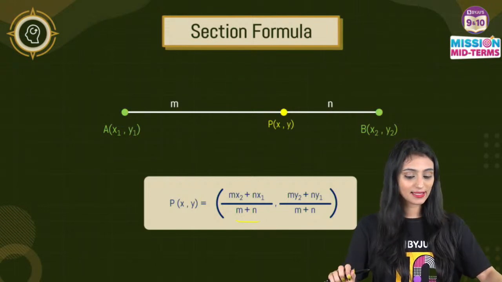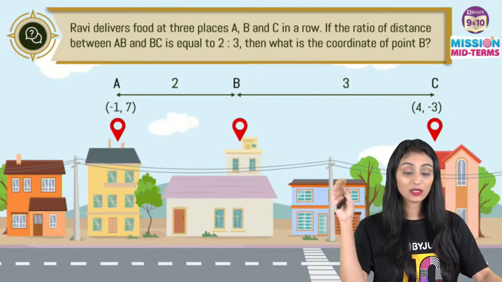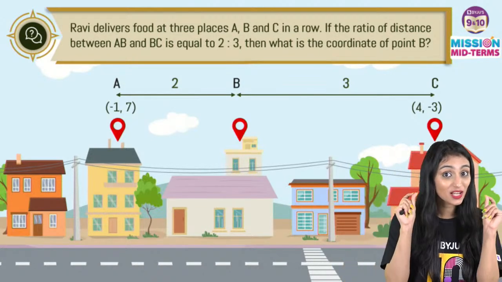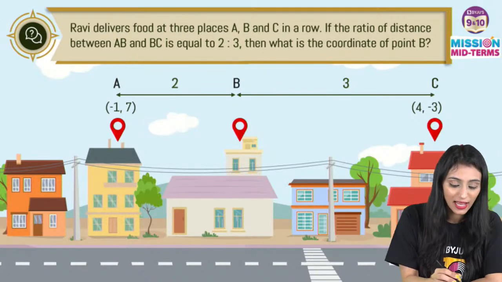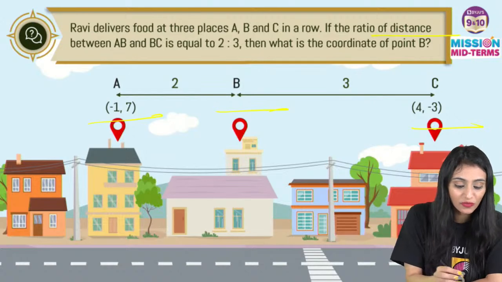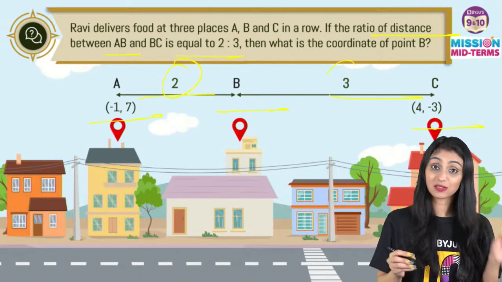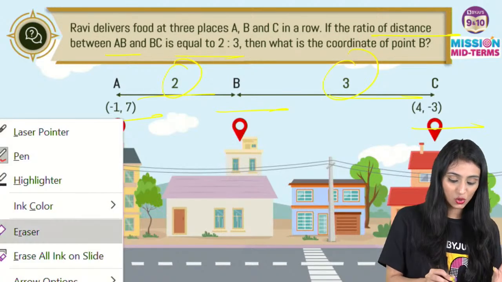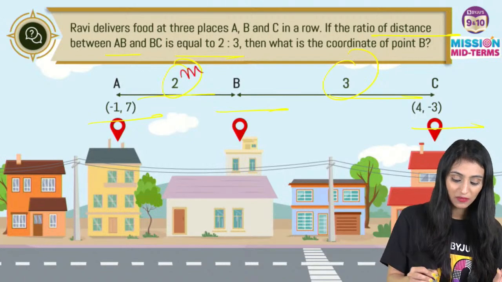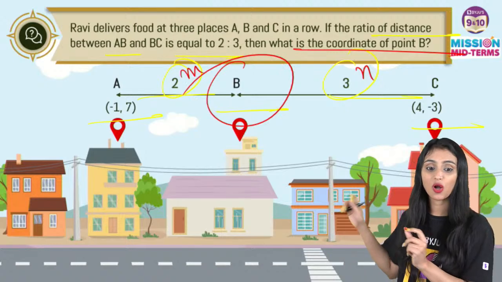All right, clear? Yes? Okay, let's try out a question now. Ravi delivers food at 3 places A, B and C in a row. Question says in a row. Please understand these keywords. In a row A, B, C. एक ही line में है. If the ratio of distance AB is to BC, AB is to BC का क्या ratio है? Ratio दिया हुआ है 2:3. This is given. That means I'm given m and n. Then what is the coordinate of B? So B के coordinates निकालने हैं.